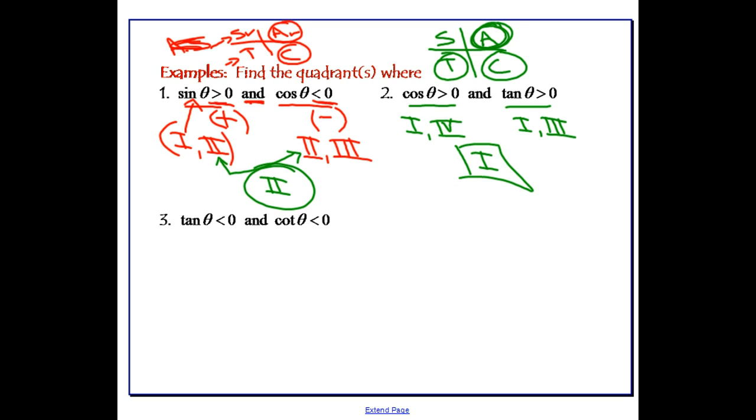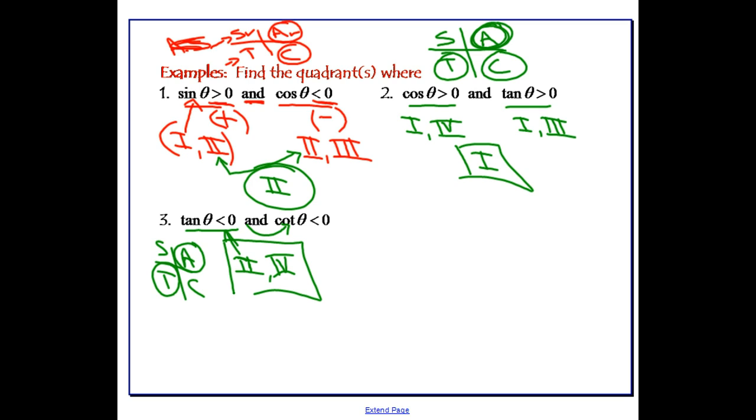And down here, tangent negative. Let's just do A Smart Trig Class. That's telling us where they're positive. They're all positive in the first. Tangent is positive in the third. So where's the tangent negative? In the second. That's a little sloppy. Second and the fourth. And the cotangent is the reciprocal, so it's going to be exactly the same. So we've got the second and the fourth is where those functions are negative.